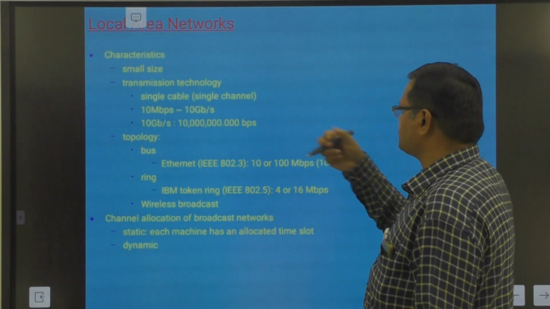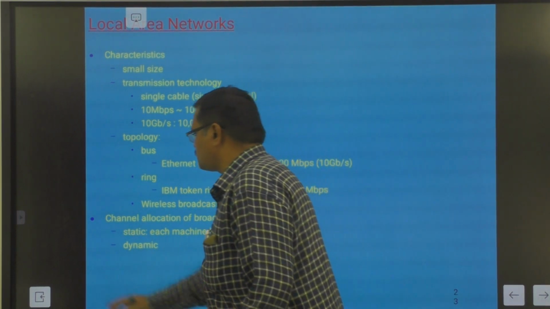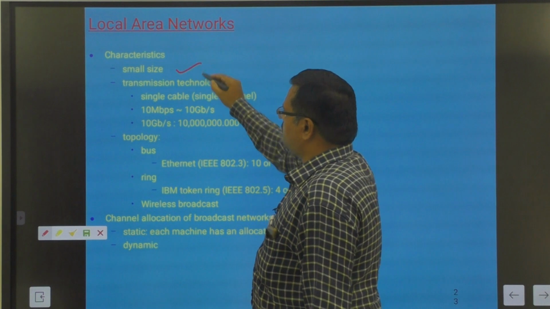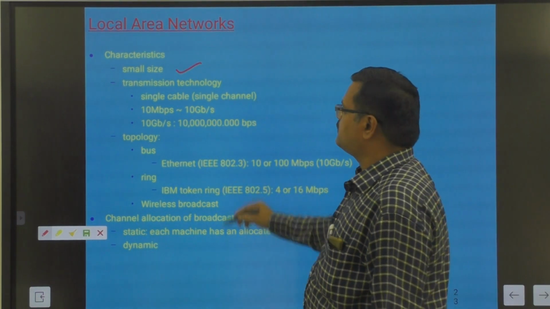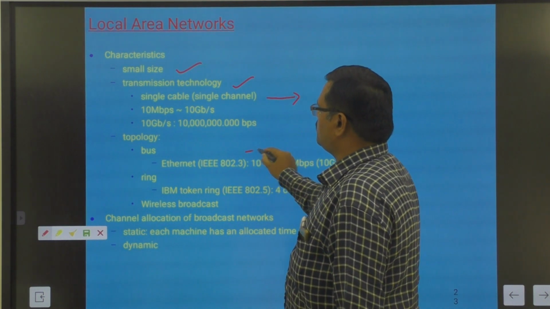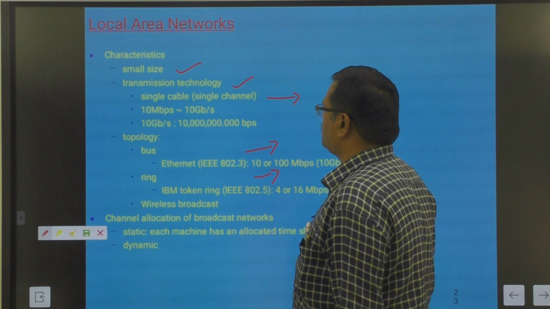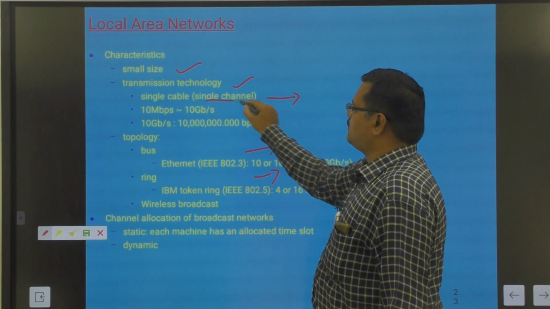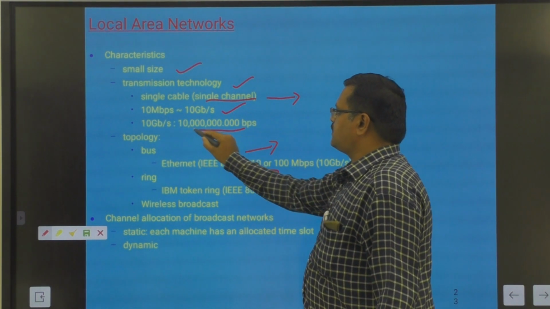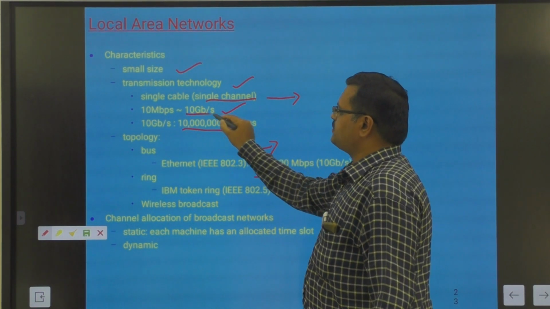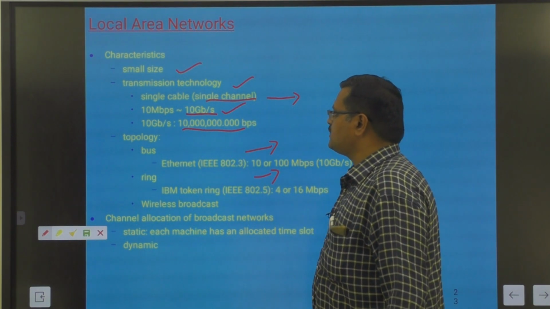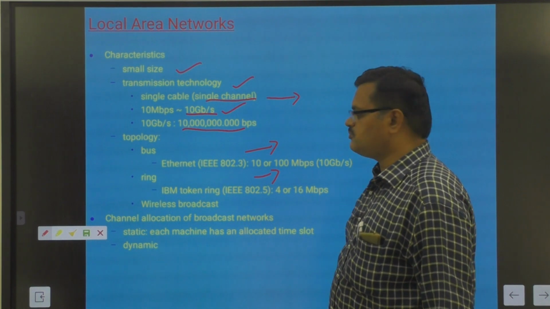Next, these are the different characteristics of the LAN. The first one is small size. We know the range starts from 100 meters. Transmission technology could be a bus topology or a ring. Transmission technology is a single channel, and the data rate is 10 Mbps, that is 10 power 6 bits per second, up to 10 Gbps, which is 10 power 9 bits per second.